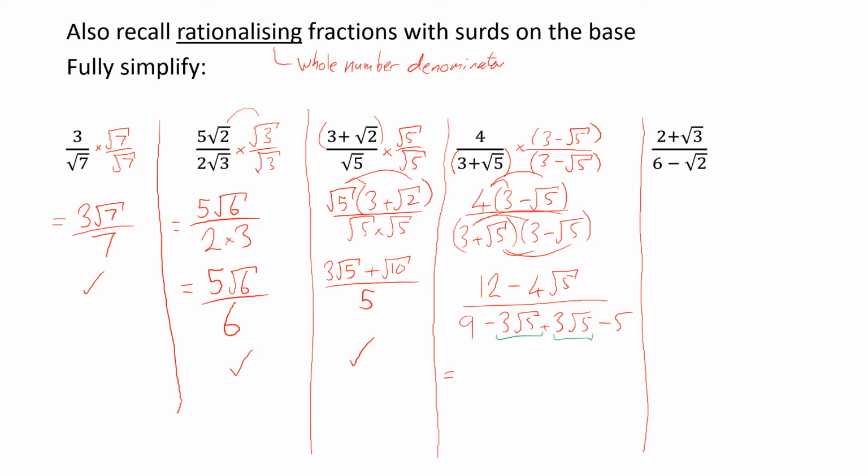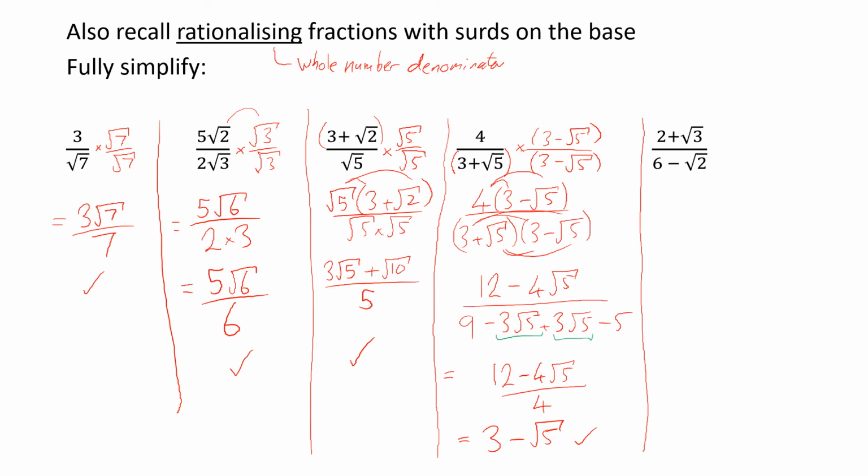They just go to 0, so you can ignore them and you can just think about having 9 minus 5 on the base. So we've got 12 minus 4 root 5 over 9 minus 5, which is 4, and then you can actually simplify this even more because both of these terms, the 12 and the 4 root 5, could be divided by 4. 12 divided by 4 would be 3, and 4 root 5 over 4 would just be root 5. So that is our final simplified answer.